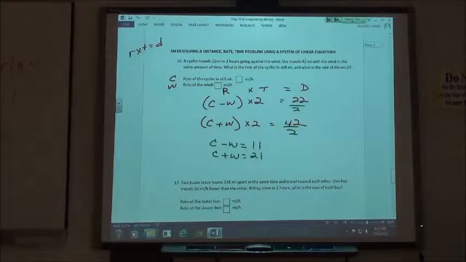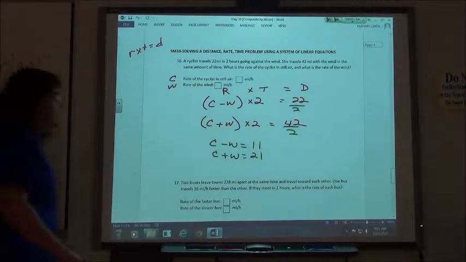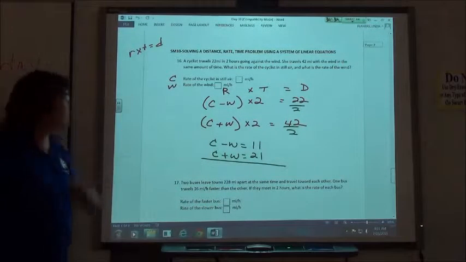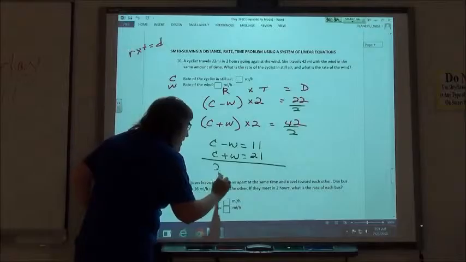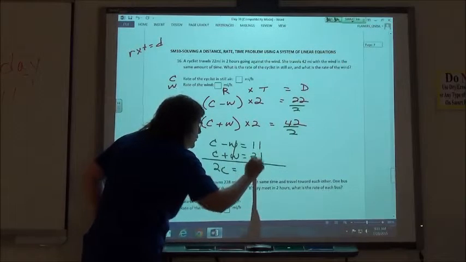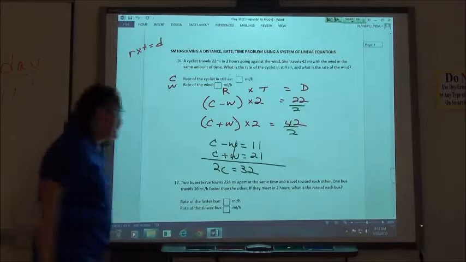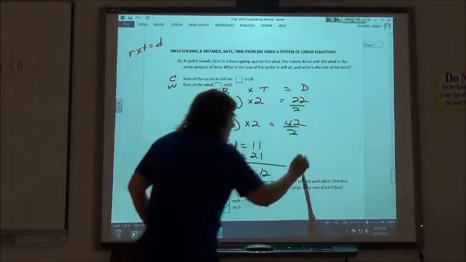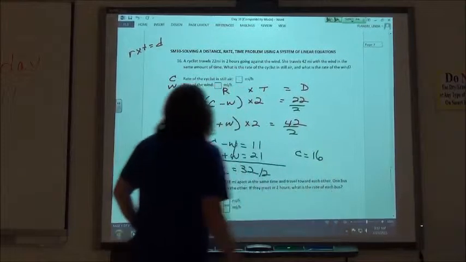Now I have one of those like we had when we did the sum and the difference of two different numbers. I can just go ahead and add my two equations together because that's going to cancel out the W's. So 2C is equal to 32. If I divide that by 2, C equals 16. So the cyclist is going 16 miles an hour.